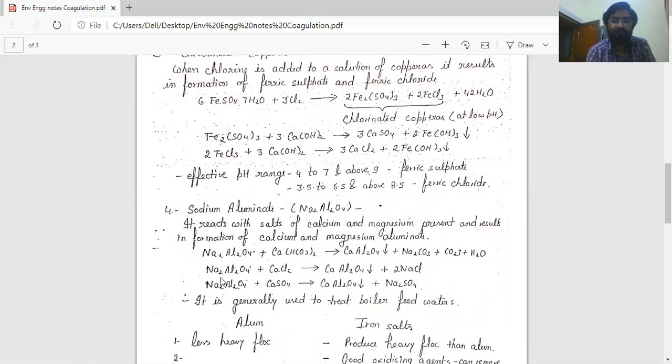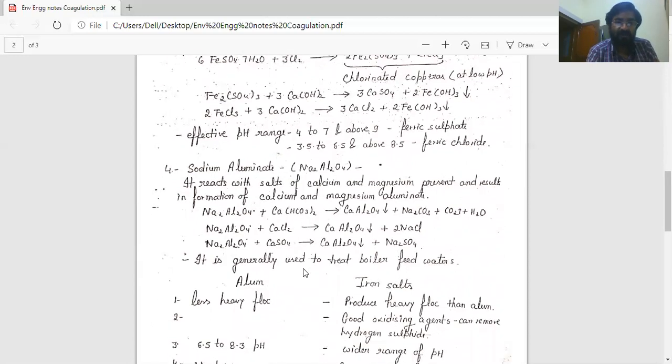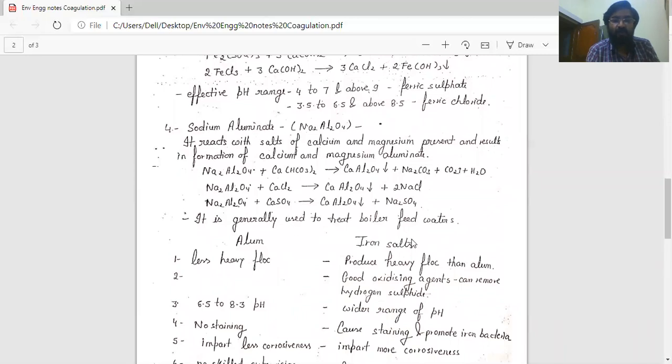Now it reacts with calcium and magnesium: Na2Al2O4 plus CaCl2 gives CaAl2O4 plus 2NaCl. Then Na2Al2O4 plus CaSO4, reacting with calcium present in water, gives CaAl2O4 precipitate at the bottom plus Na2SO4. This is the reaction of sodium aluminate with calcium present in water. It is generally used to treat boiler feed water.